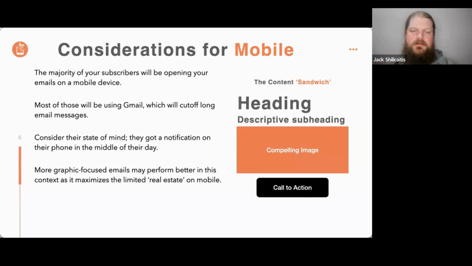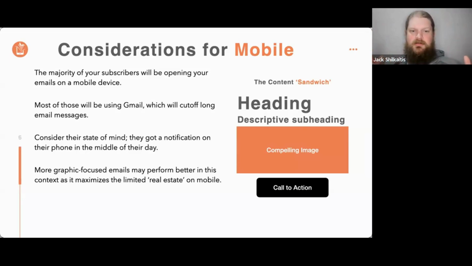More graphic focused emails may perform better also because there's limited real estate on a mobile device. Most of the time, you're going to be crafting your newsletter on a computer and you're looking at it and it's going to be displayed to you how it's probably going to look on a computer. You should always preview your emails if your mailing list service gives you the option to, which I think most of them do, in mobile. MailerLite and MailChimp, I know, do this, allowing you to see a mobile preview, what it looks like on a mobile device, because it will change.